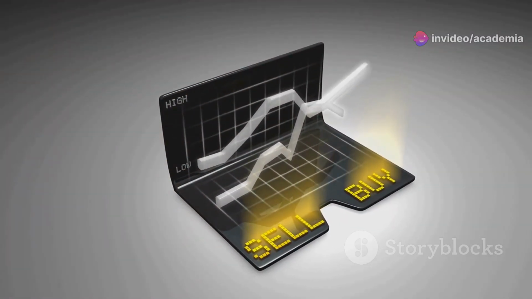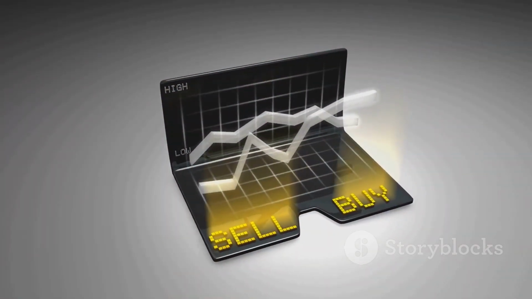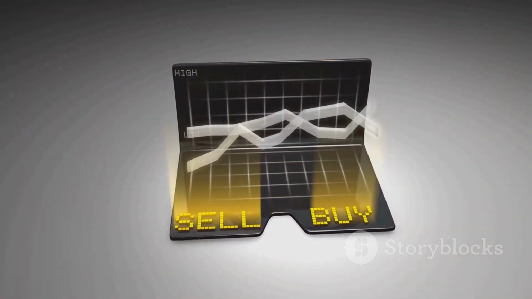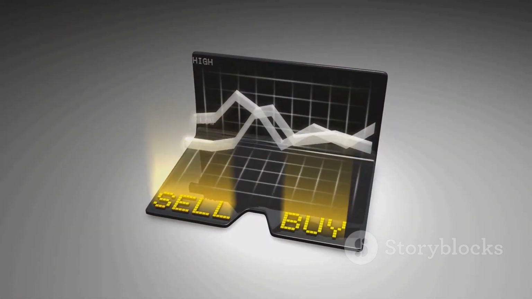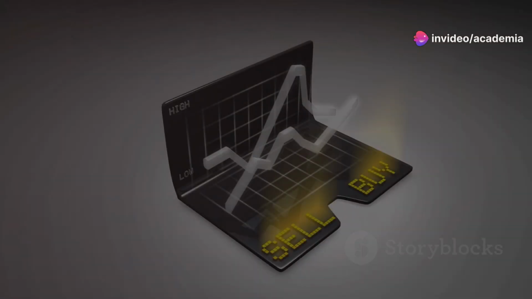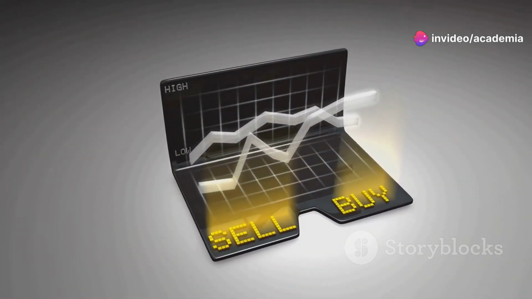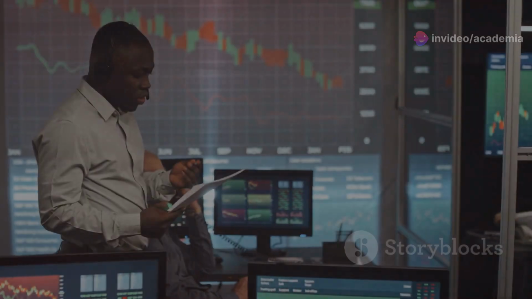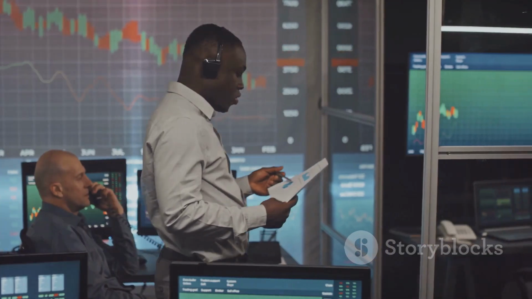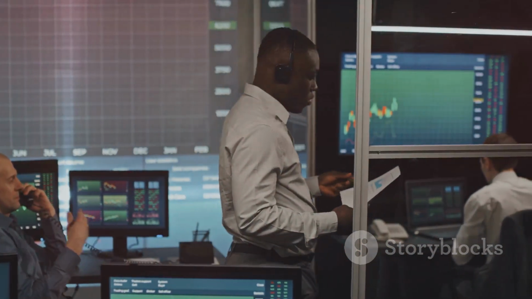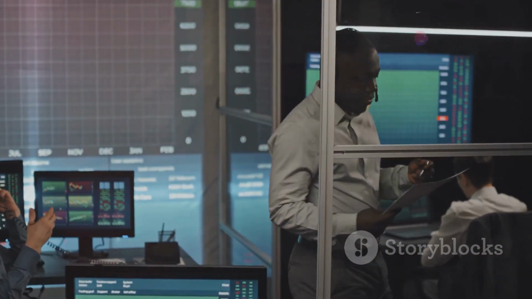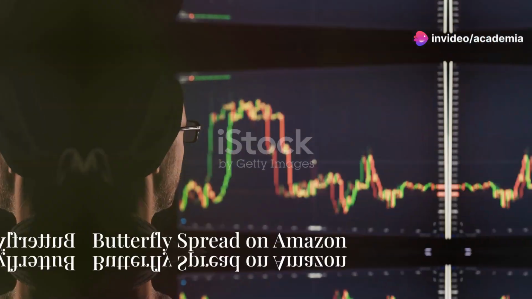For example, if a stock is trading at $100, you might buy a $95 call, sell 2 $100 calls, and buy a $105 call. The butterfly spread's risk is limited to the net premium paid. The maximum reward is achieved if the stock price remains at the middle strike price at expiration. It's ideal for traders who have a neutral outlook on the underlying asset and expect minimal price movement.